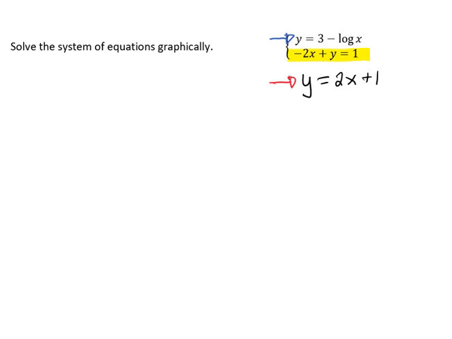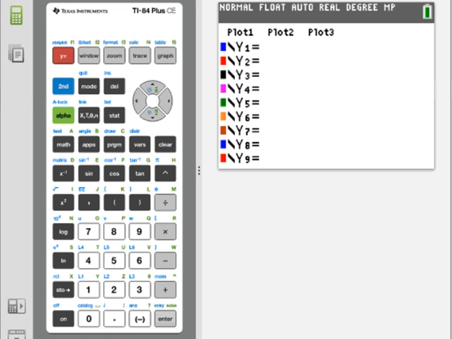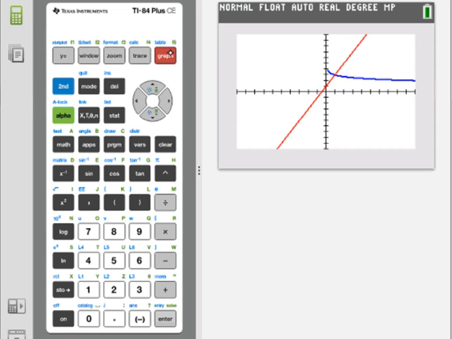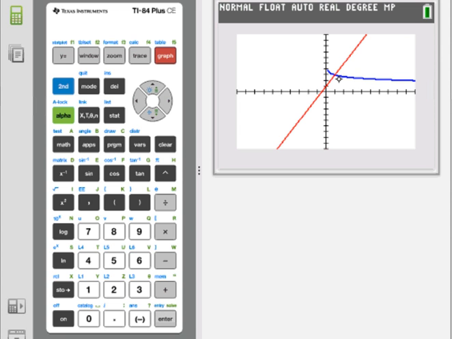So let's go ahead and pull up our graphing calculator and let's plug those in. So we're going to have y equals 3 minus the log of x. And then we just solve for y, which gave us 2x plus 1. And we're going to go ahead and graph those. All right, and as we can see here, we've got 1 point of intersection.